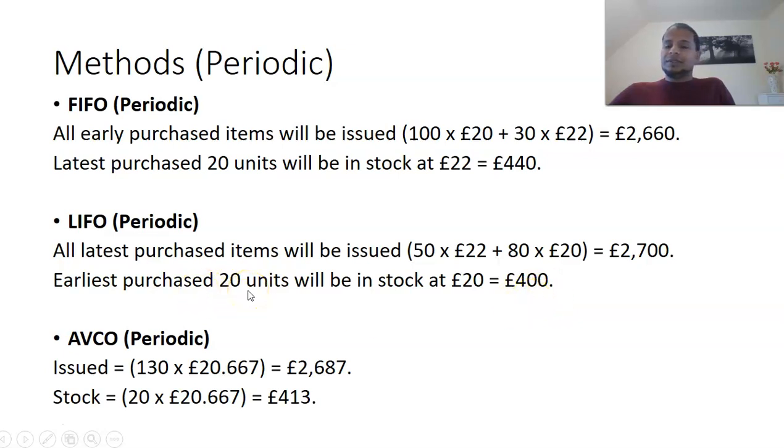All right. And in average costing, as we mentioned before, it's very simple and easy. Find out the average cost that we already calculated, 20.667. How many units did we issue? We issued 130 units at 20.667, so it's 2,687. And the inventory remaining in the stock is 20 at 20.667, so it comes to 413.